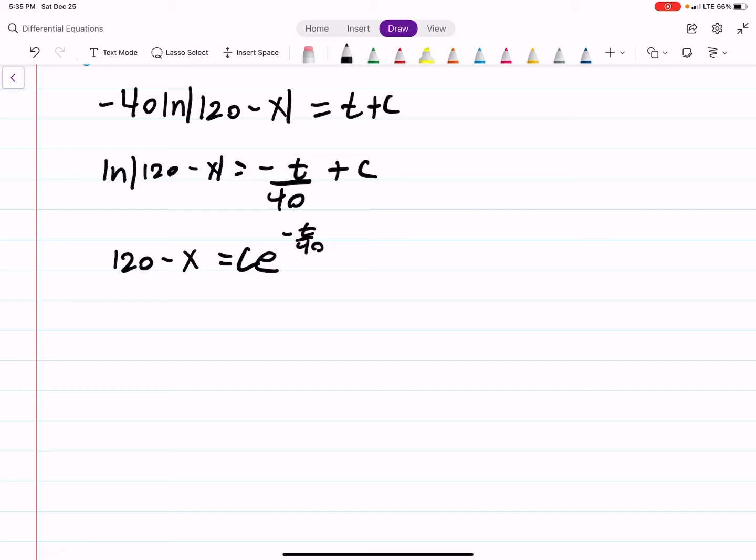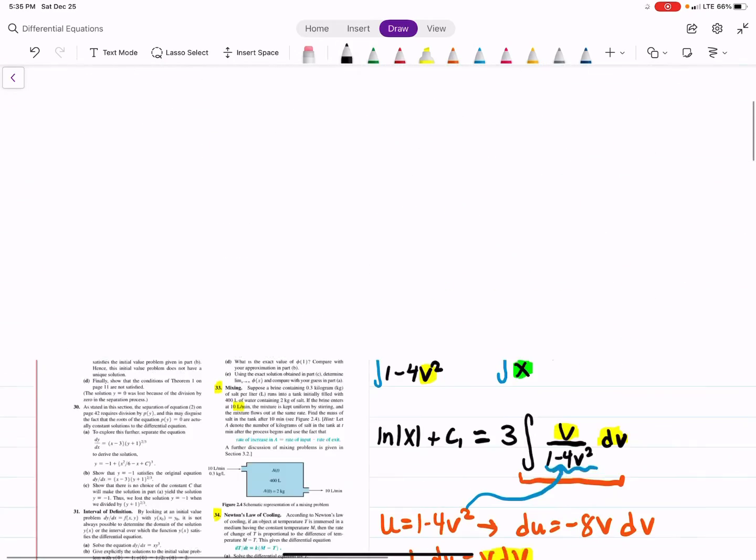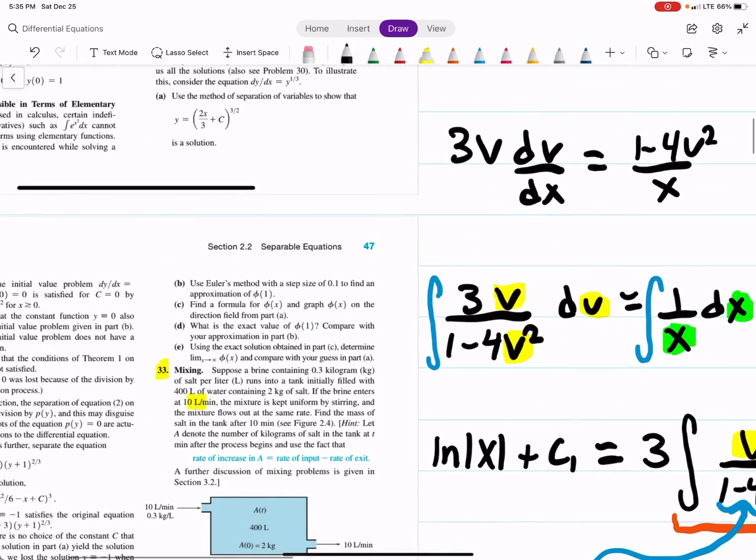All right, so we have that. And we know initially that the value is equal to, I believe it was 2. Let me double check. Yeah, 2 kilograms of salt.